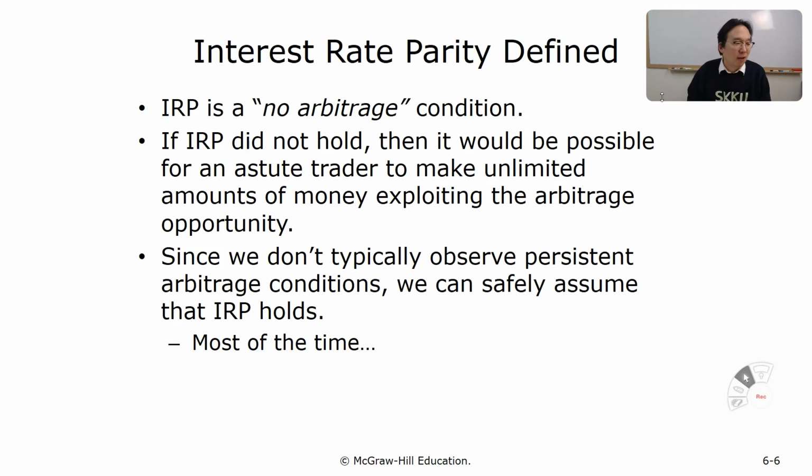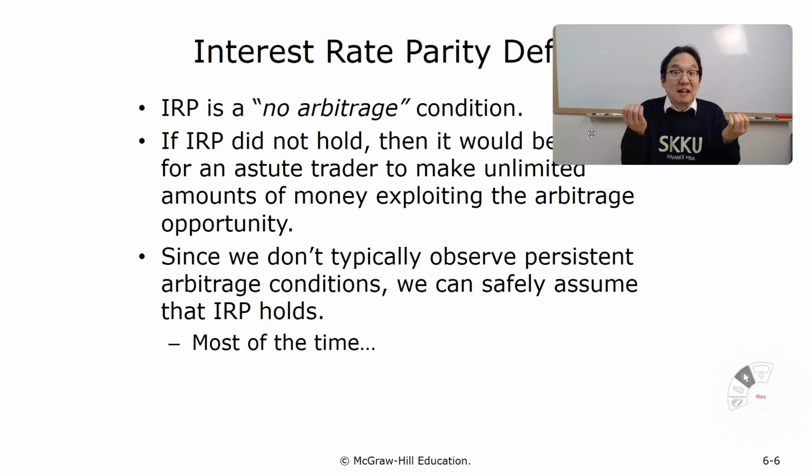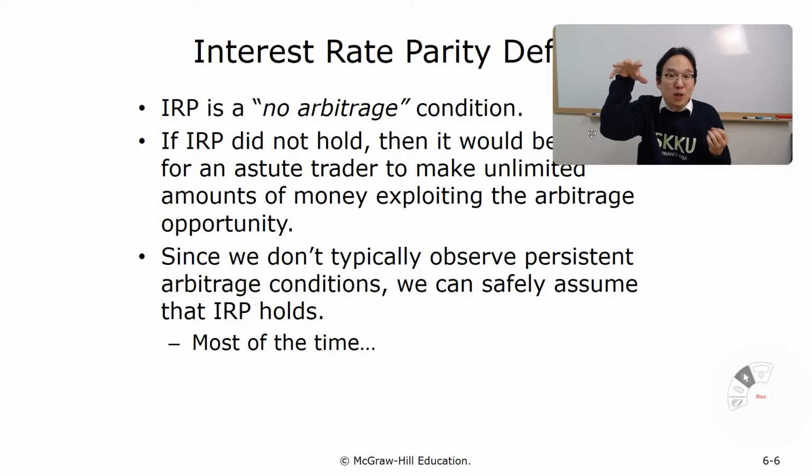Since we don't typically observe persistent arbitrage conditions, we can safely assume that IRP holds. The thing is, once in a while you may be lucky to identify those rare arbitrage opportunities, where you find identical assets traded at different prices. What happens? Well, you short sell the high priced one, and with that you take a long position on the low priced one. Then what happens?